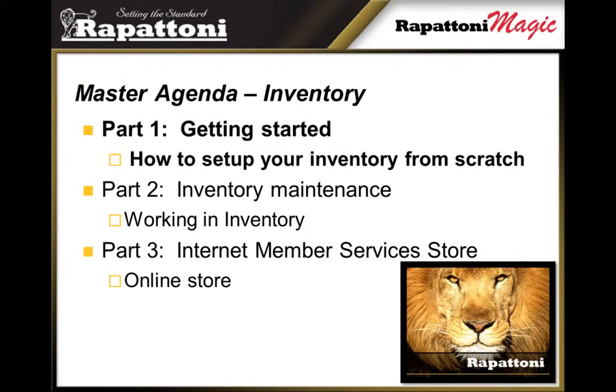Let's discuss the agenda. As I mentioned earlier, we're going to break down inventory into a three-part series. Today's part one, or getting started, we're going to use the Inventory Manager's Getting Started feature to show you how to set up your inventory from scratch for the first time. The next webinar will be part two, or inventory maintenance, where we will discuss how to use your working inventory day to day. And then part three of the series, we're going to focus exclusively on the Internet Member Services store. This is your online store where agents can go and purchase inventory items. So let's talk about part one, getting started.